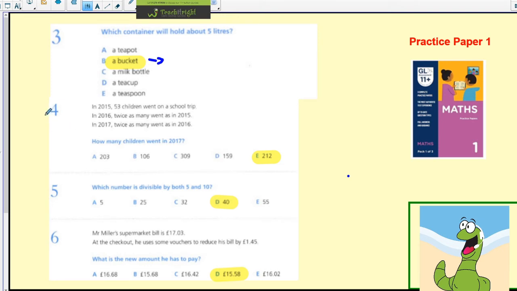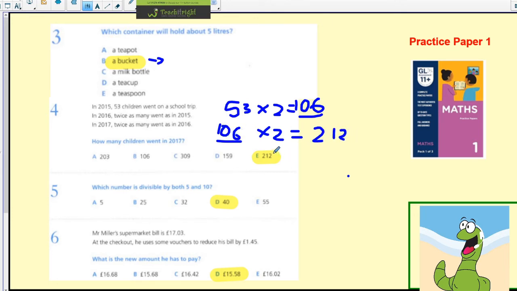Right, number 4. So if 53 children went on a school trip, twice as many. So we need to do 53 times 2, and whatever answer that is will be times 2 again. So whatever that is goes in there. So 53 times 2, that's 3 times 2, which is 6, and then 50 times 2, which is 100, so 106. Then 106 times 2, 6 times 2 is 12, and 100 times 2 is 212. Final answer.